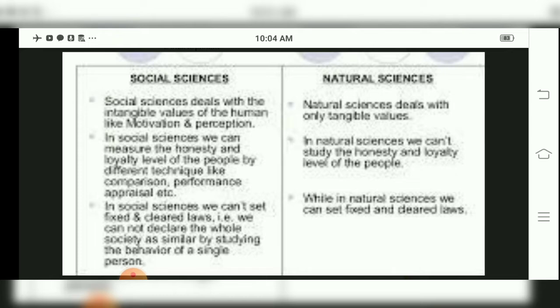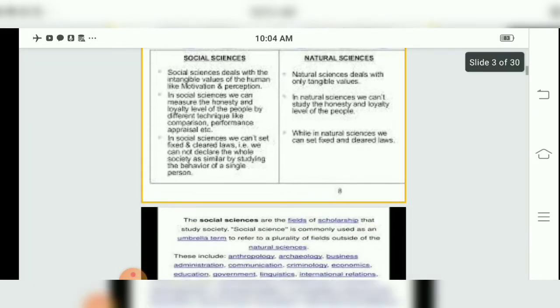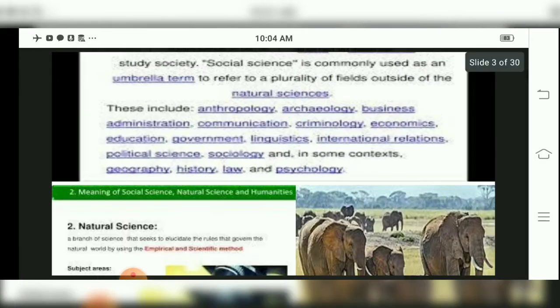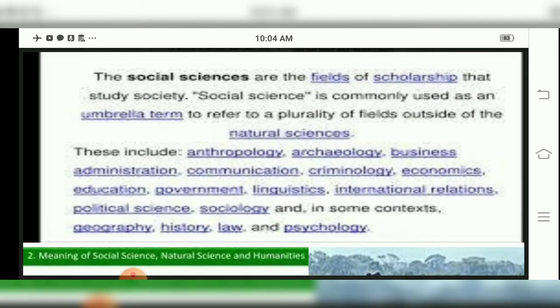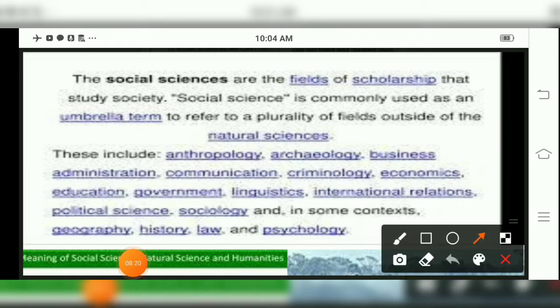We cannot measure that. And the difference is, in social science we can get fixed and clear values. We cannot declare the whole society. While in natural science we can get the feedback and clear ideas. So in short, the meaning of social science is, children, the fields of scholarship that study society.